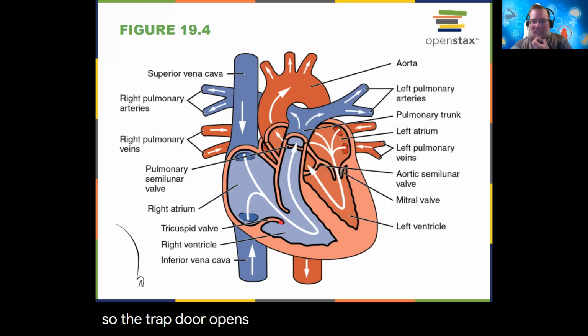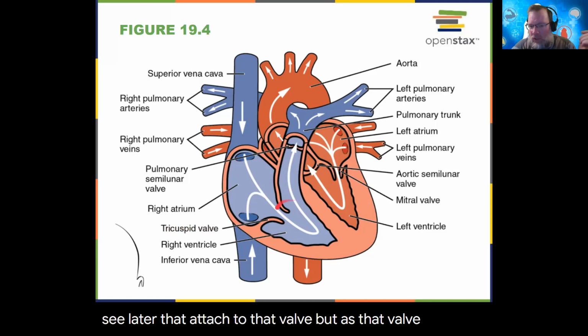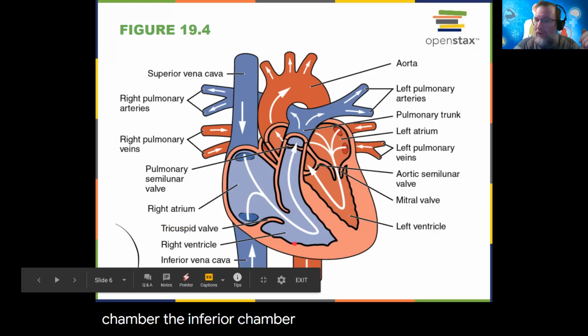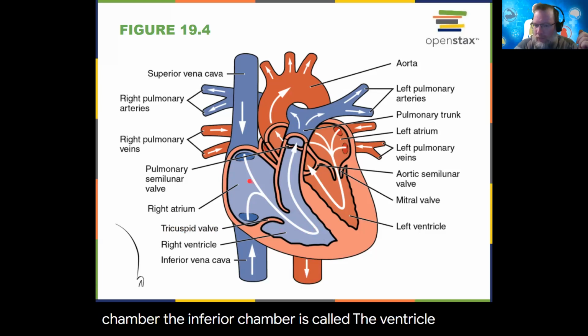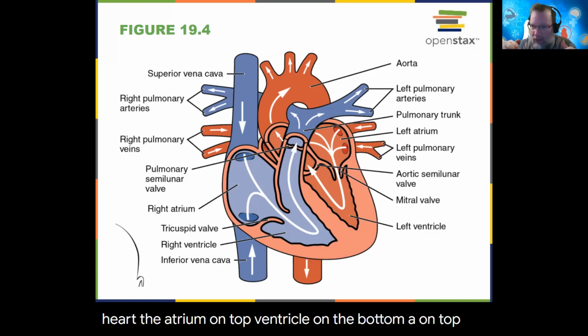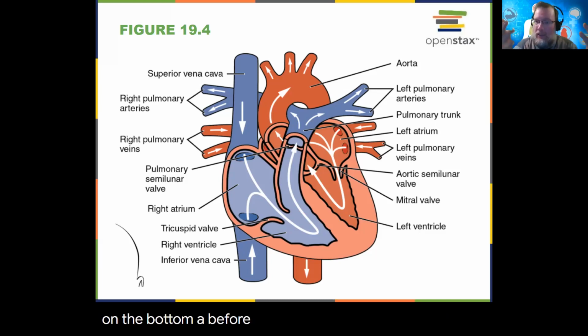There's some little strings that we'll see later that attach to that valve. But as that valve opens, blood is going to travel down into what we call the right ventricle. Okay, so the lower chamber, the inferior chamber, is called the ventricle. So right atrium through the tricuspid valve into the right ventricle. Okay, so we have our first two chambers of the heart, the atrium on top, ventricle on the bottom. A on top, V on the bottom. A before V in the dictionary.